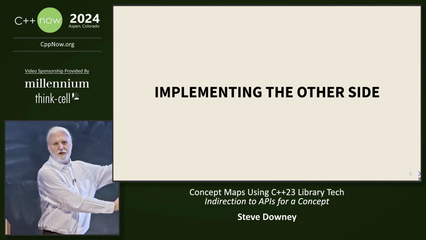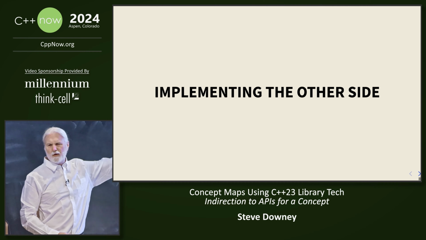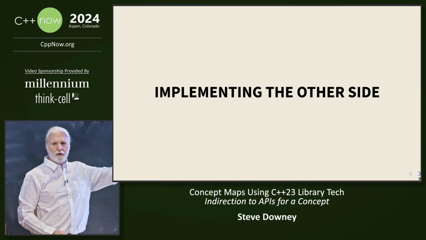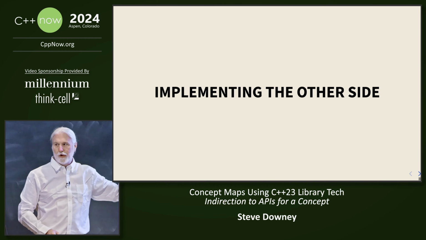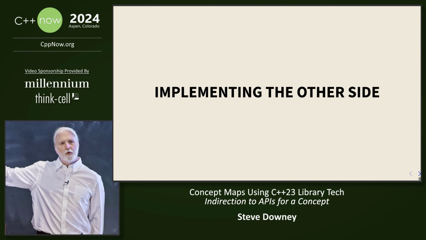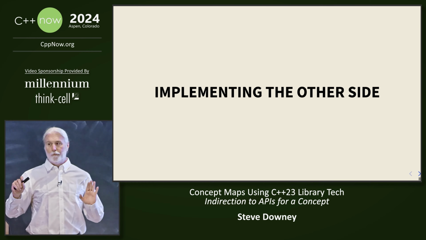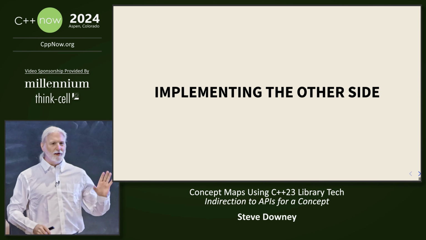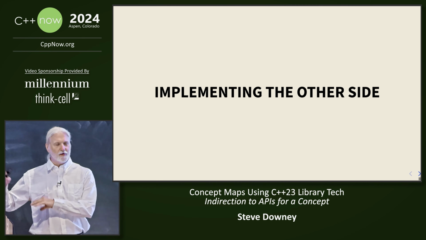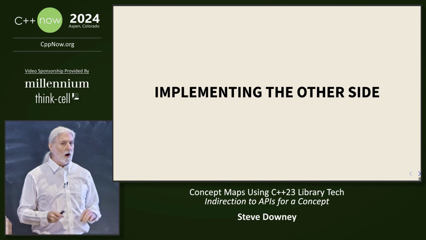That's sort of one side of it. This is what I'd need to implement the instance of the variable template. I also want to talk a bit about what it looks like on the other side, implementing the thing that is the concept map.